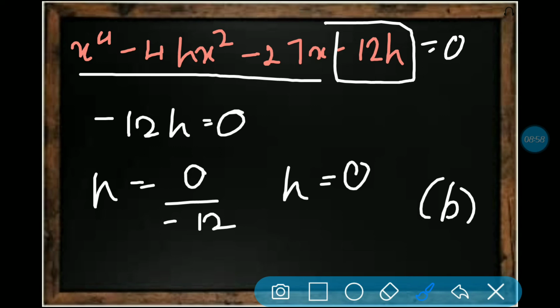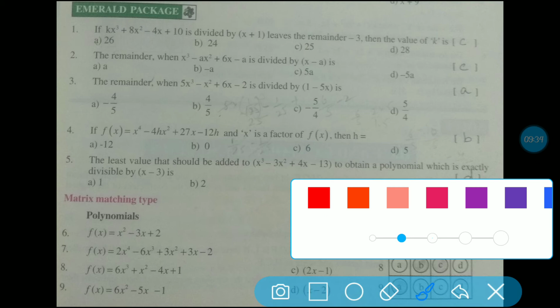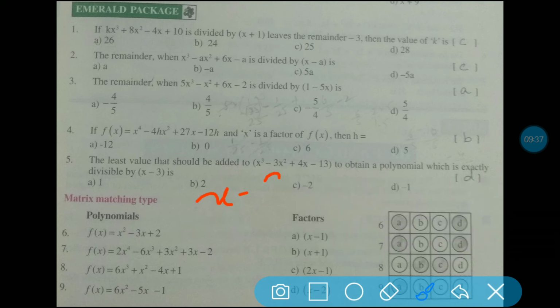So next we will see the fifth question. The fifth question says: what least value should be added to x cube minus 3x square plus 4x minus 13 to obtain a polynomial which is exactly divisible by x minus 3. So one polynomial is given. We should add some least number to that polynomial so that it will be exactly divisible by x minus 3. So first what you will do, here x minus 3 is there.